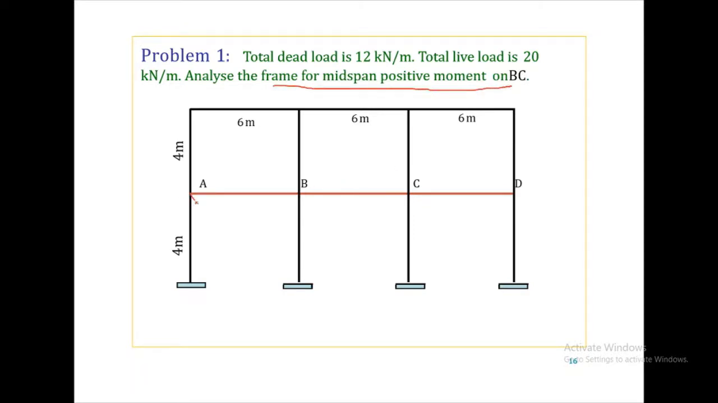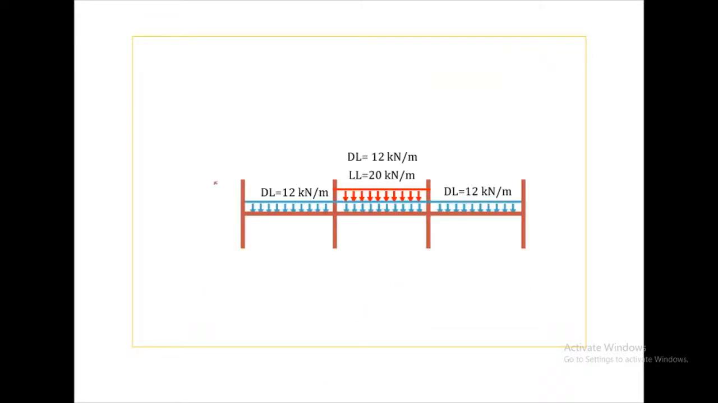Our ILD will be like this: a sagging moment in BC and a hogging moment on AB and CD respectively. So this is our substitute frame, which is loaded with dead load of 12 kN throughout the frame and a live load of 20 kN only in the span BC. Because in order to get a maximum positive sagging moment in BC, we will have to load the live load on the span BC.